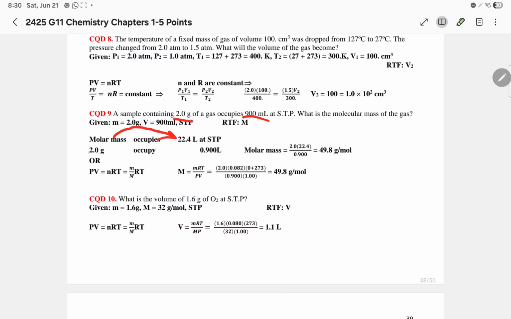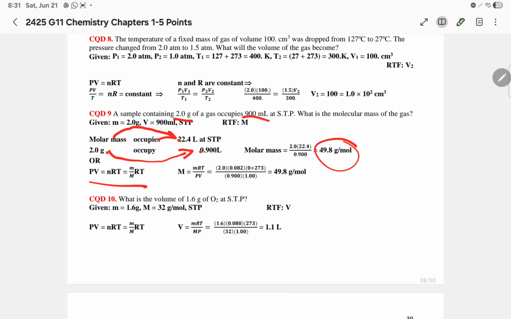Now we have 2 grams. It occupies 0.900 liters. And we know that molar mass is, you need to cross multiply, of course, to find the molar mass. So 2 grams times 22.4 divided by 0.9 gives you the molar mass. And that is it. So now that we have the molar mass, that's it. You could do it in the other way, but obviously I prefer the first way. It's way easier.